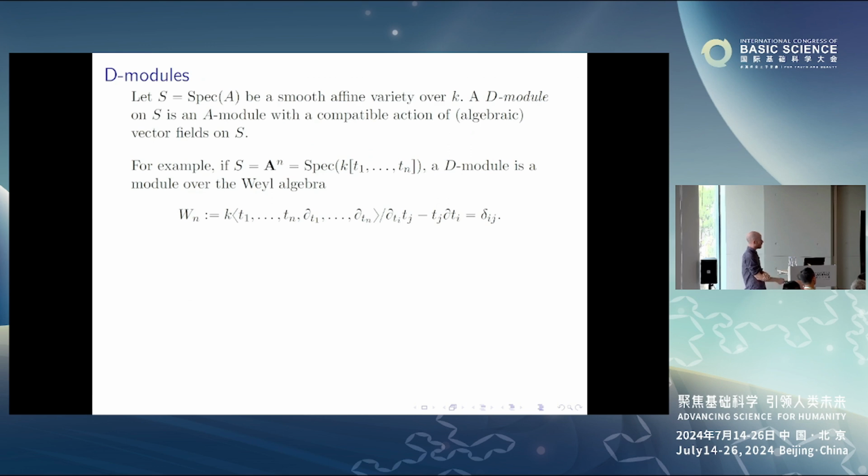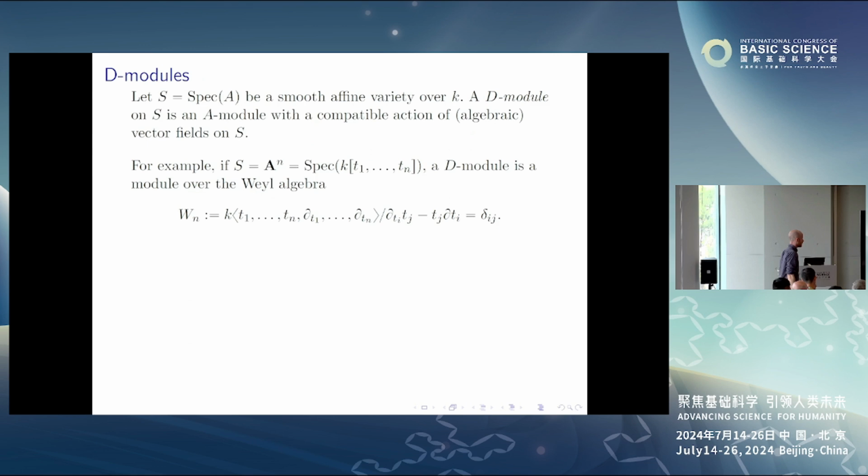So you have n commuting operators T1 up to Tn, and other commuting operators, these partial derivative operators, the derivatives with respect to T1 up to Tn. Most of the time they mutually commute, but if you pass, for instance, T1 past the derivative with respect to T1, they won't commute. The difference between the two will be a copy of the identity. So that's what a D module on affine n-space is.